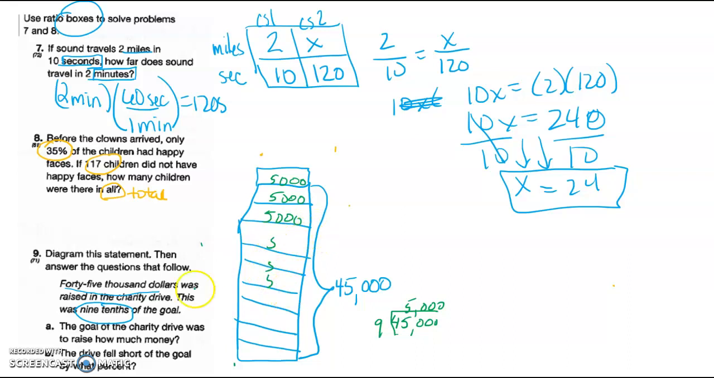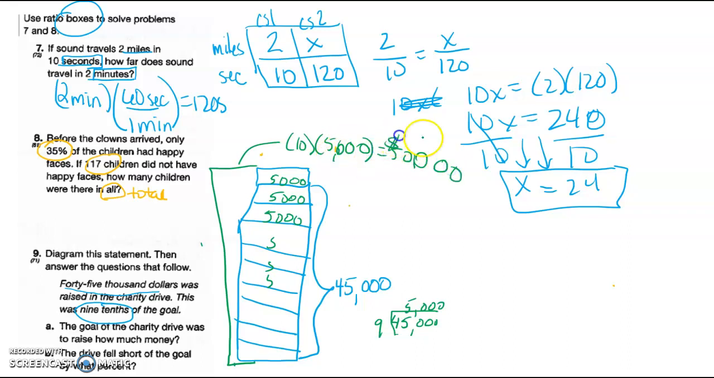Okay. So the very first question, A, says, a goal of the charity drive was to raise how much money? So they want to know the whole thing. Well, that's going to be 10, because there's 10 boxes, times 5,000, which is 50,000. And that's your answer to A.